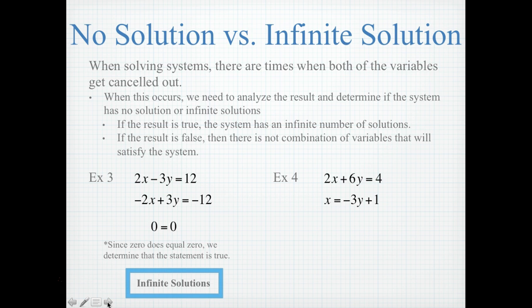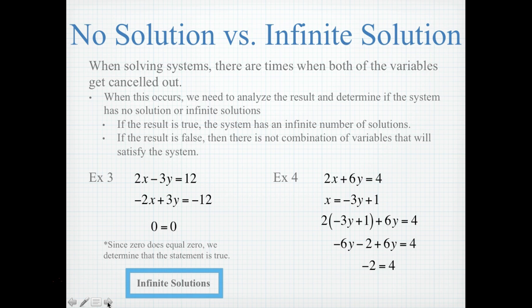X is isolated, and we know x is equal to negative 3y plus 1. So we're going to substitute negative 3y plus 1 in for x in the first equation, giving us 2 times the quantity of negative 3y plus 1 plus 6y equal to 4. Distributing gives us negative 6y minus 2 plus 6y equals 4. Notice they have negative 6y and positive 6y on the same side of the equation, so when we combine like terms, those two terms containing y will cancel out.